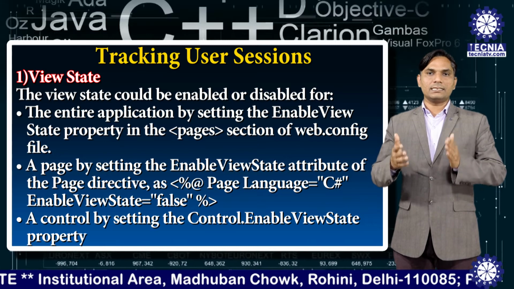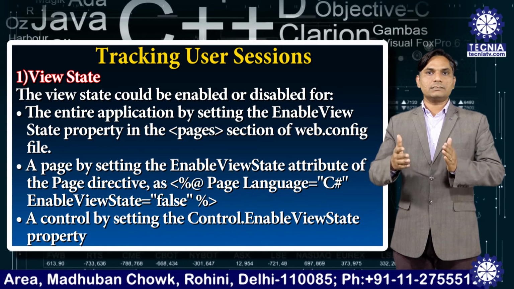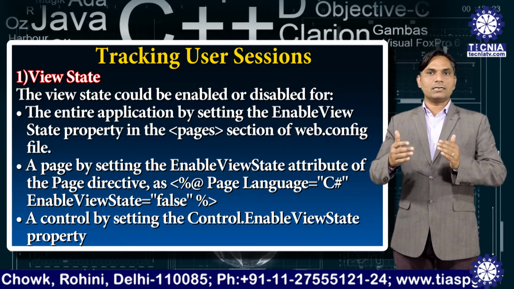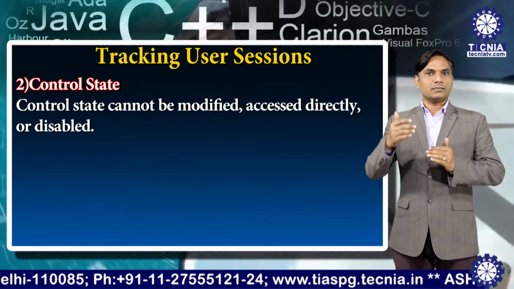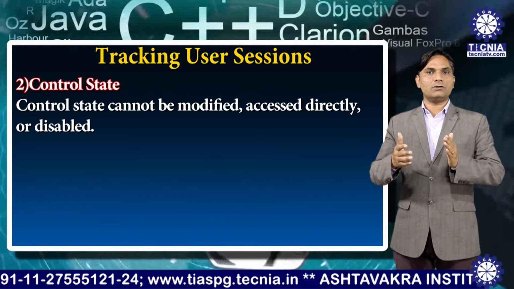For a page, by setting the enable view state attribute of the page directive as <%@ Page Language="C#" EnableViewState="false" %>. For a control, by setting the Control.EnableViewState property. Second, control state. Control state cannot be modified, accessed directly or disabled.